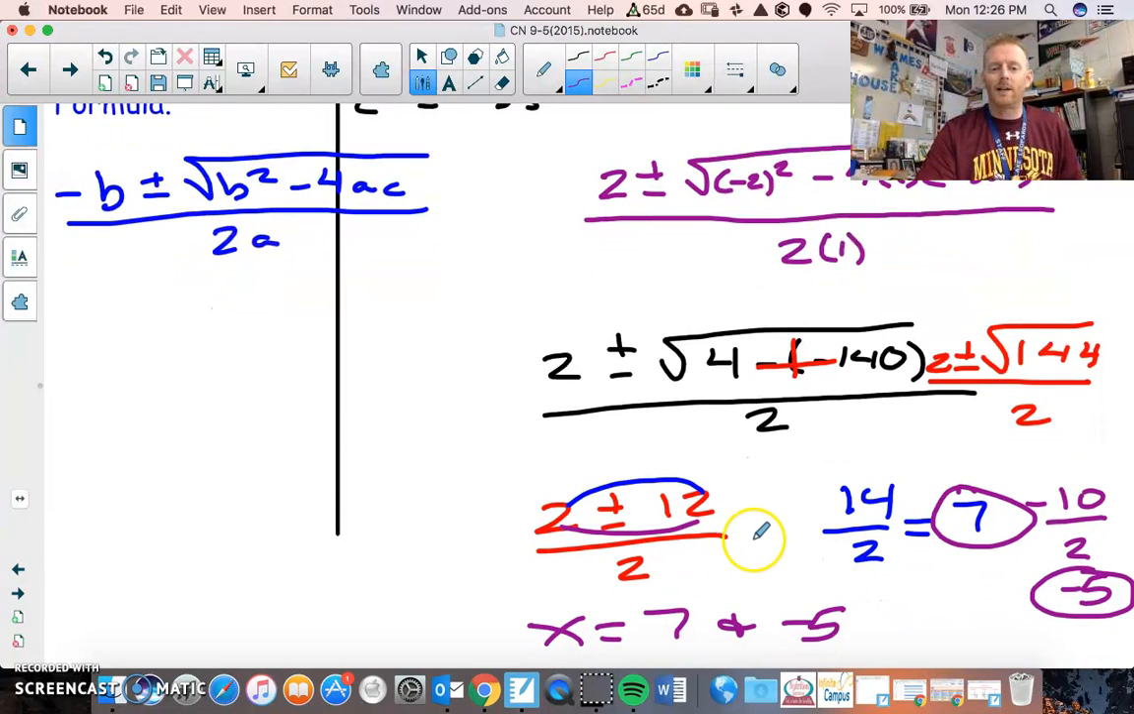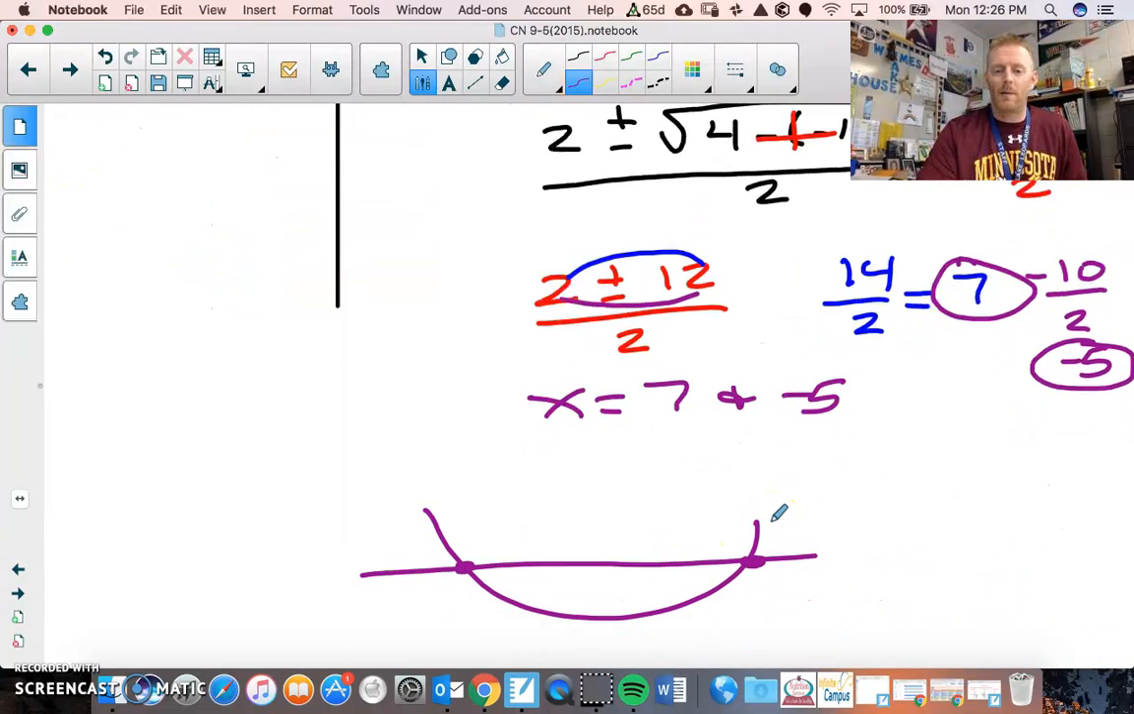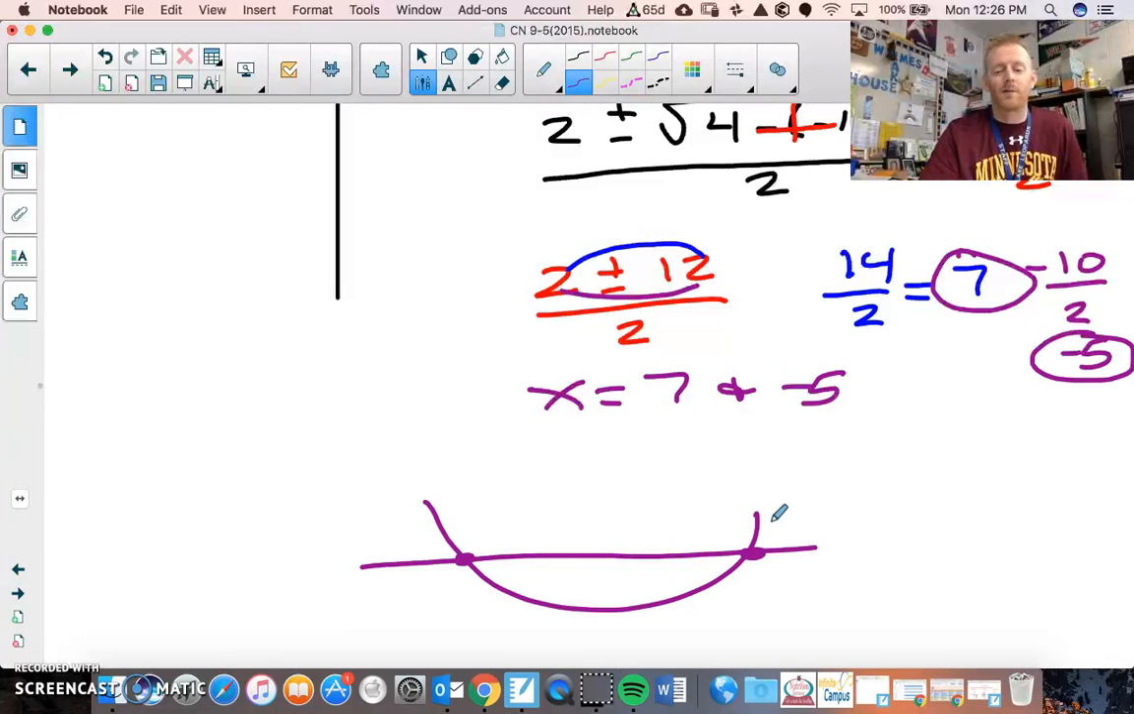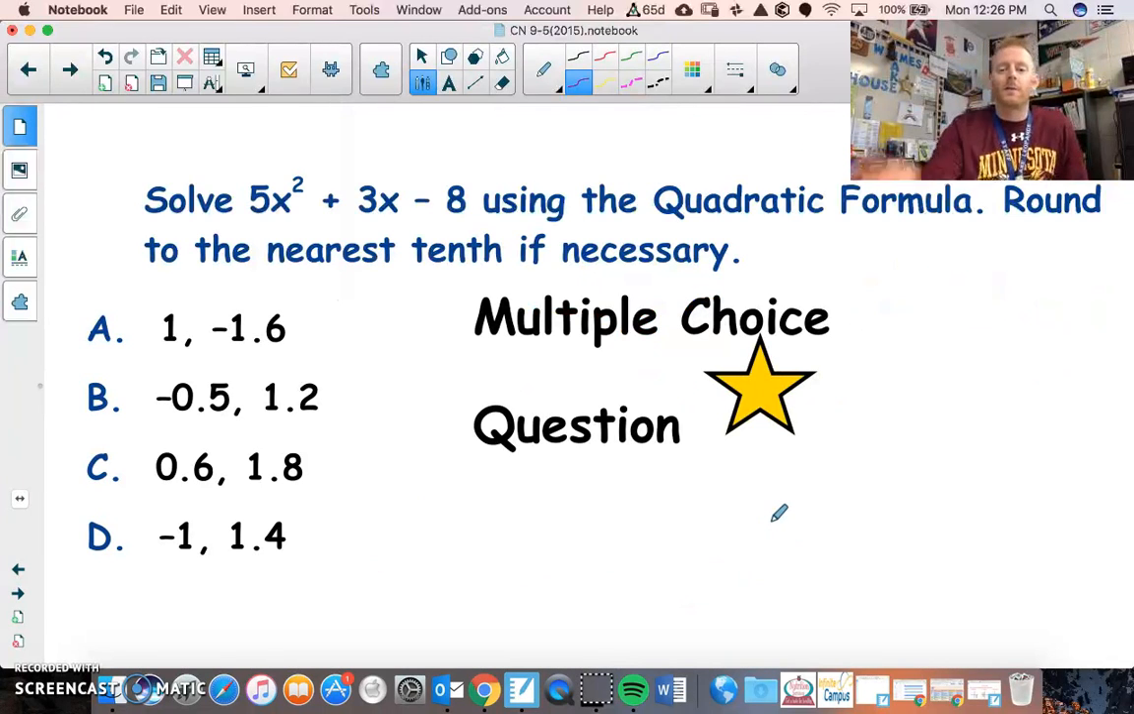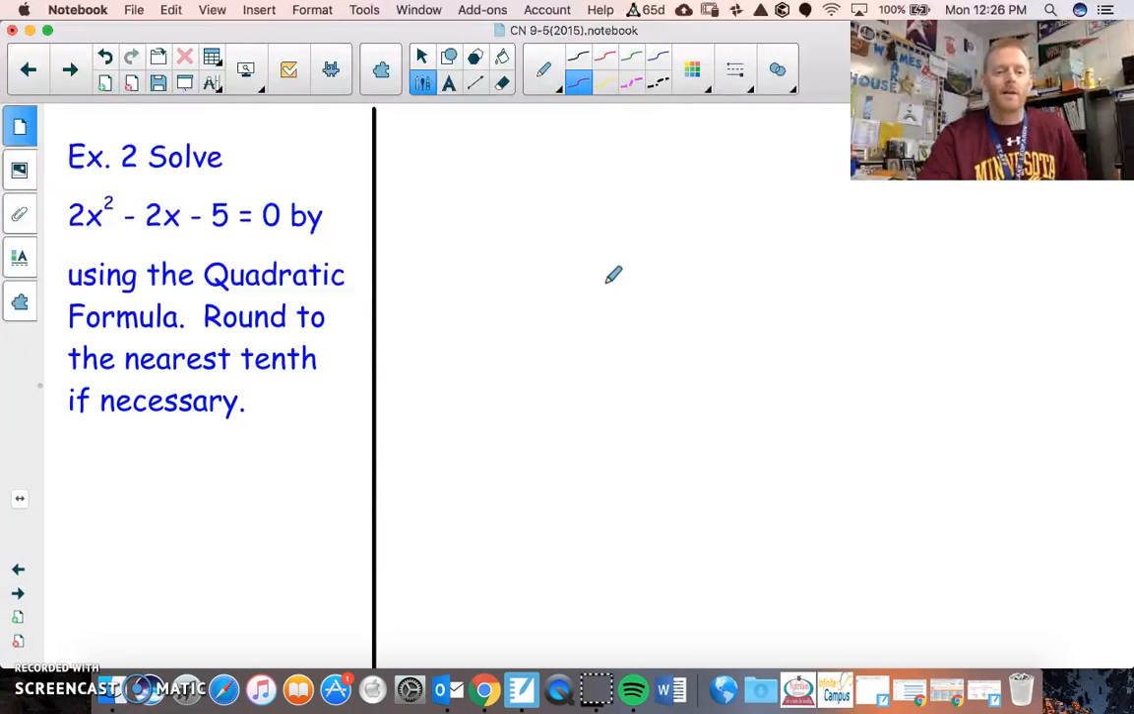But I like to check it in case my math is goofy, because sometimes the numbers are nice, sometimes they're really, really gross. So here's one that you should try on your own. We'll talk about this one in class tomorrow. You're going to choose A, B, C, or D. Just make sure that you plug things in, and like it says, round your answer to the nearest tenth if it's necessary.